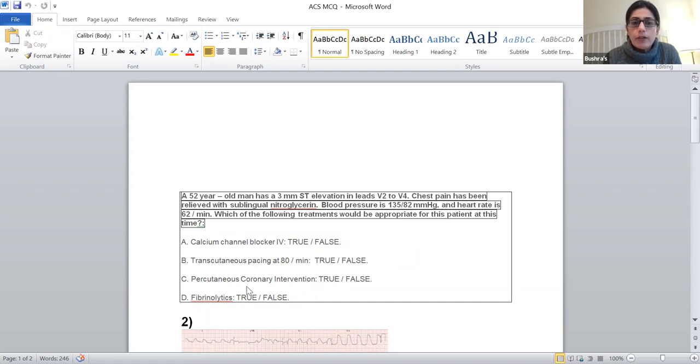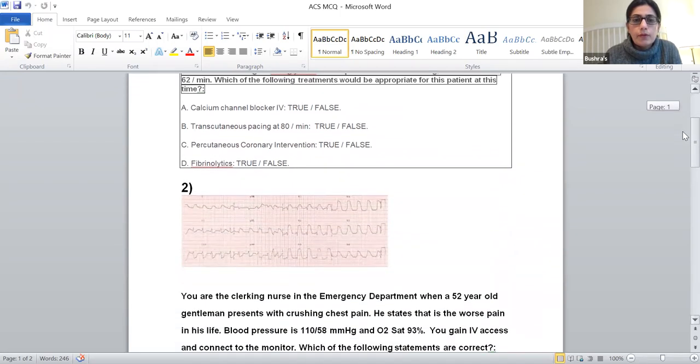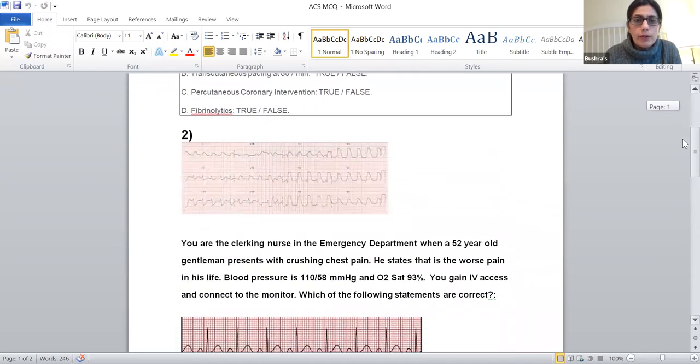No. Percutaneous coronary intervention, PCI. Yes, madam. If the elevations are persistent, then this is the treatment of choice. And fibrinolytics, yes, you will give. Right? Yes, ma'am. That's the next question. Can you see the ECG?